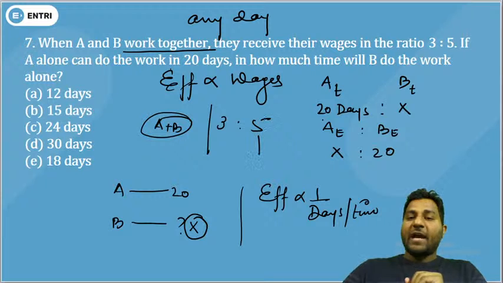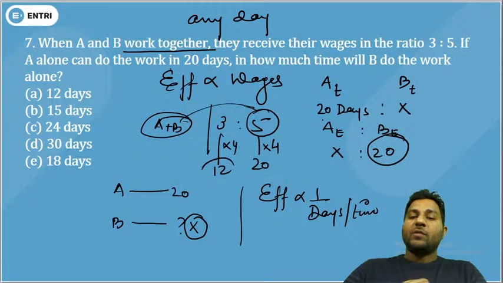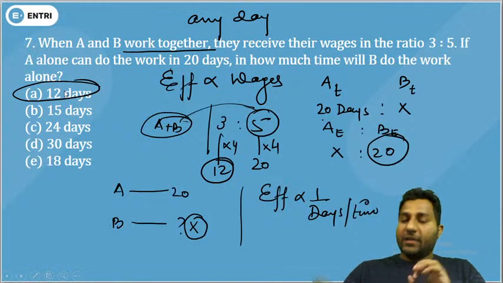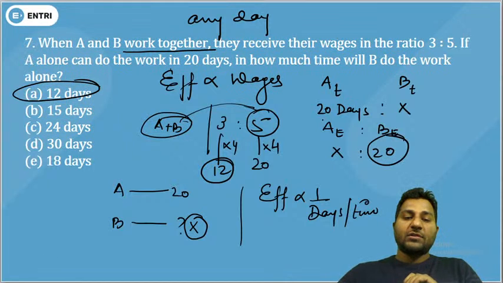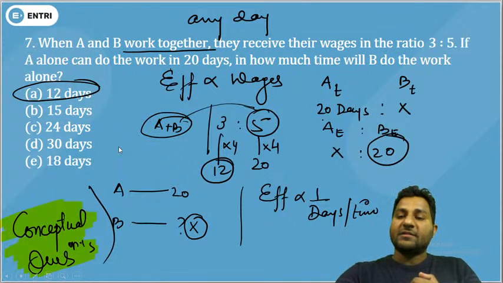All right, so 5 units is the efficiency of B, or you can say wages, and in ratio it will be 20. That means 5 ratio equals 20, 1 ratio equals 4, so 3 ratio equals 12. It is a clear concept. Look, it's a conceptual question, guys. Just focus on the concept. If you're not focusing, you might lose it. Yes, 12 days.